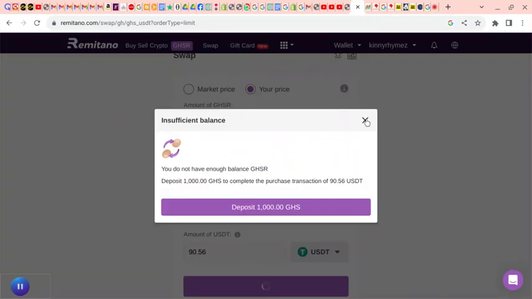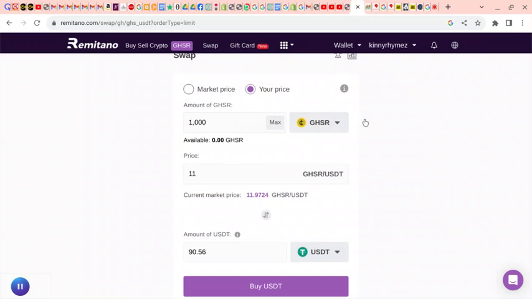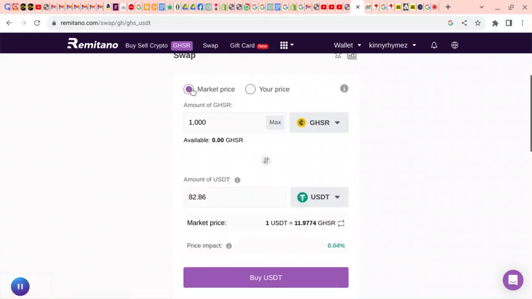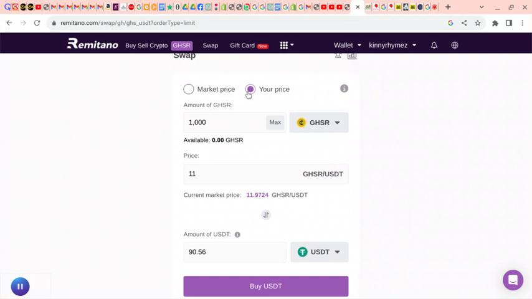Right now I don't have any money in the account. That's why it says that you do not have enough balance. So I have to deposit money in the Ghana Cedis account. But for tutorial's sake, I want to show you the easy way to make the money. So you will not use the market price. You have to use your own price. And one thing about your own price, they'll review it.